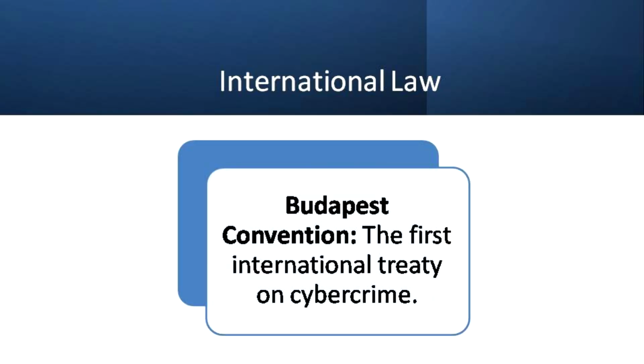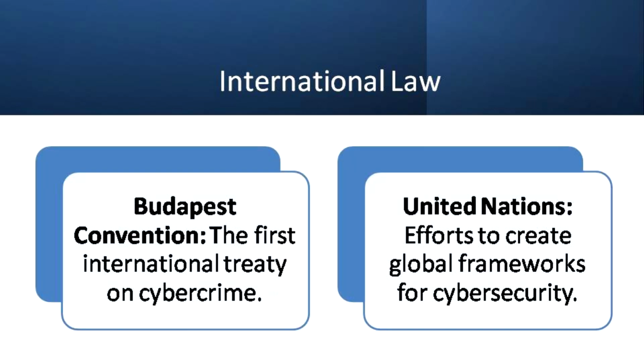Now, some of the major international laws, you will read about them in detail in your study material. There is a Budapest Convention. This was the first international treaty on cyber crime, and many nations did sign it. Then there is the United Nations, by which efforts are made to create global frameworks for cyber security. So the UN keeps on coming up with these efforts, these treaties where it involves different countries from all the parts of the world, and these things do come up.